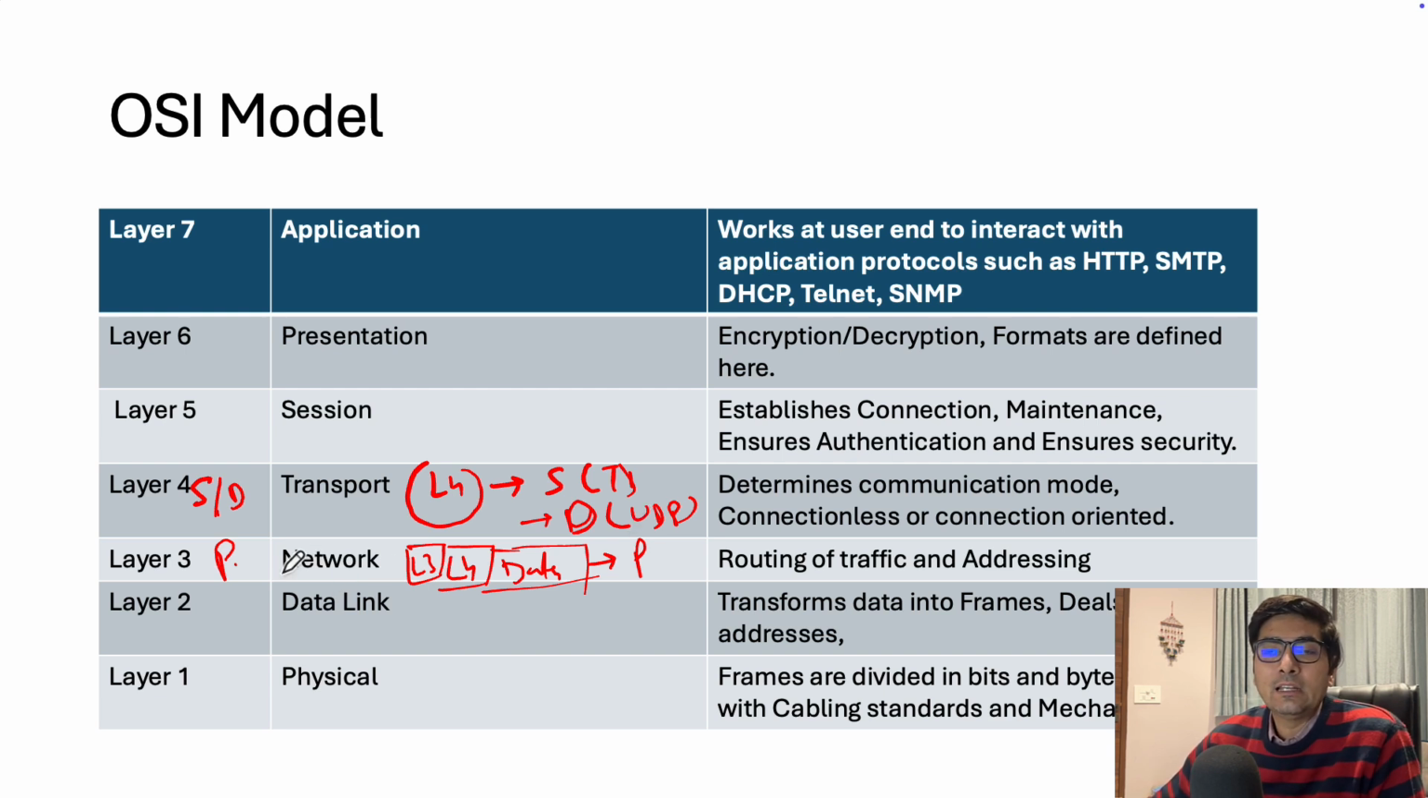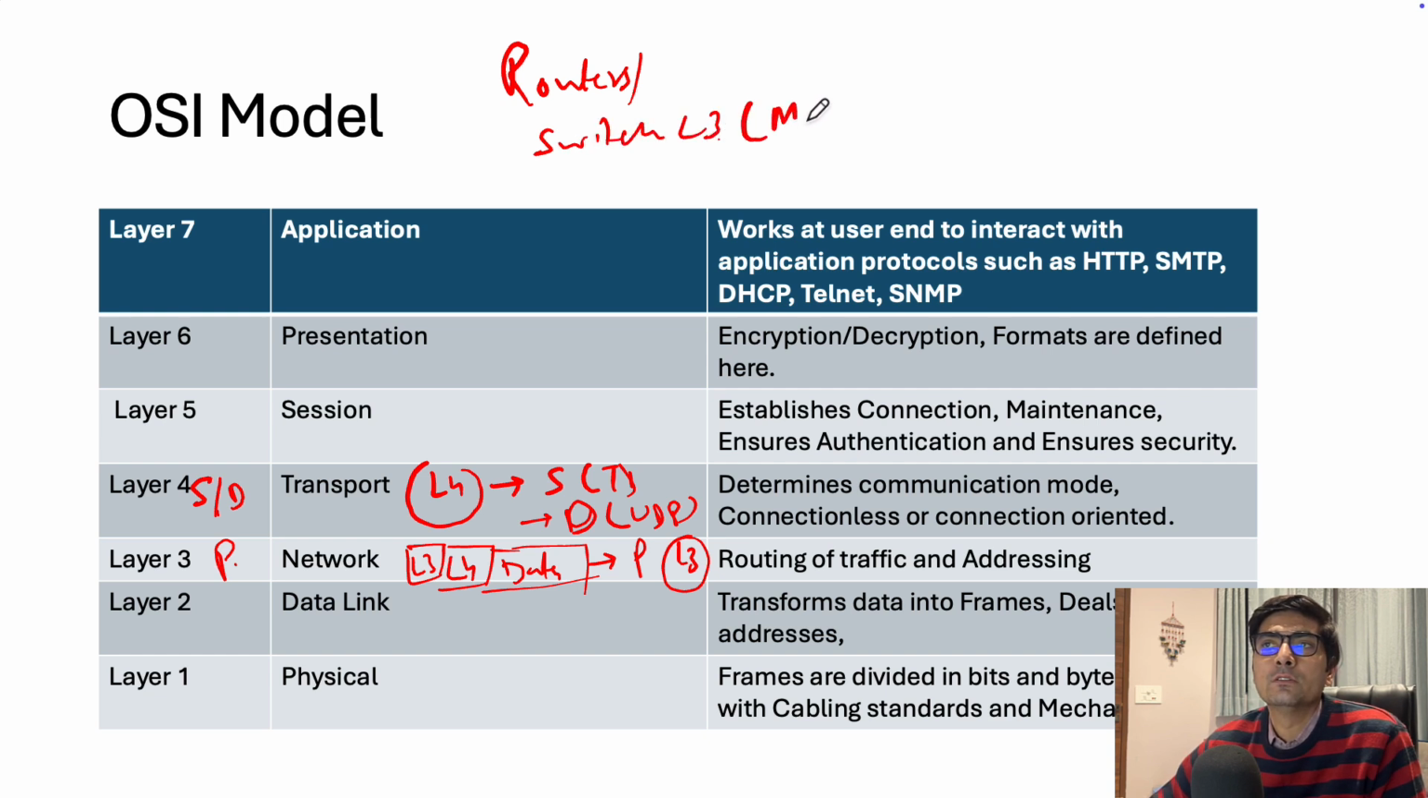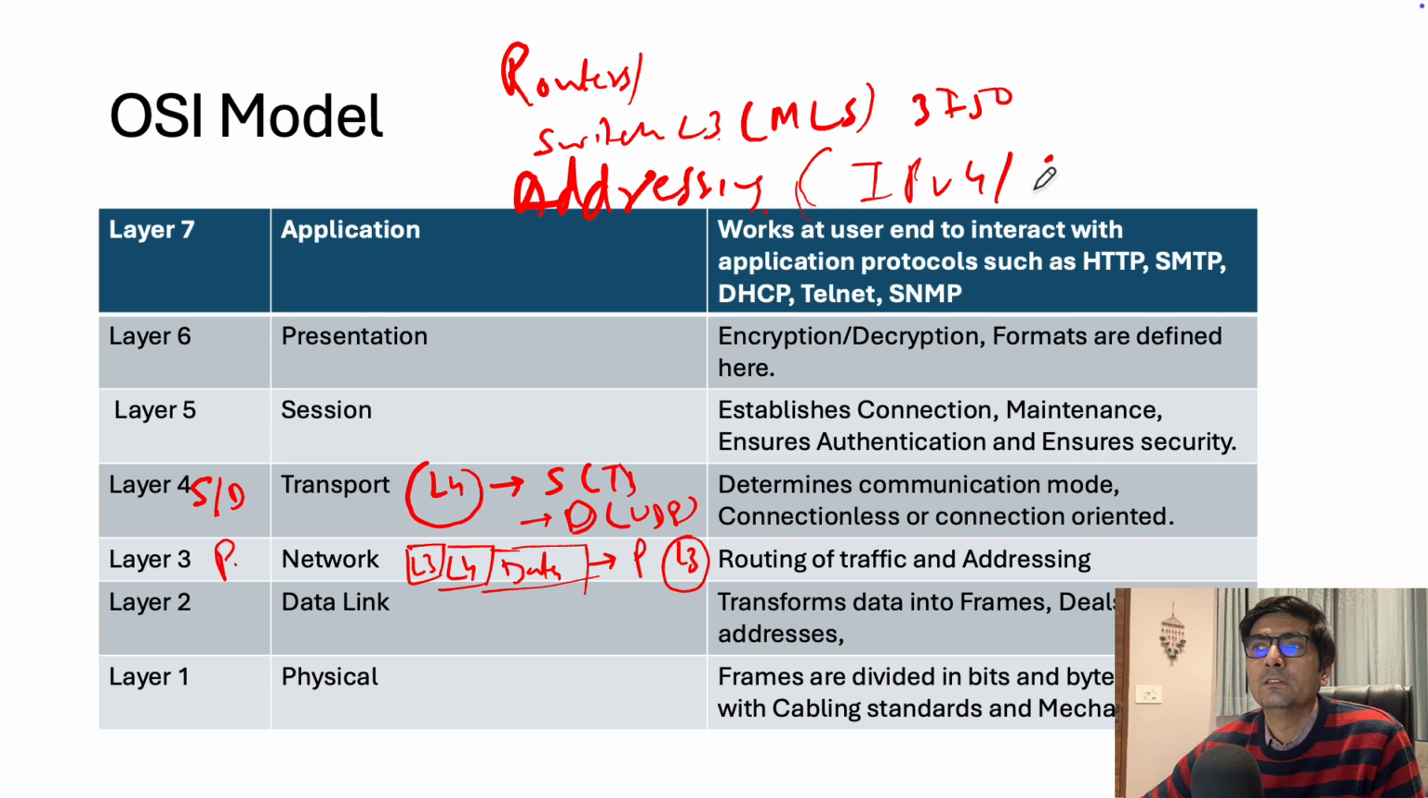So what devices work at this network layer? All layer 3 devices. Layer 3 devices means your routers or switches which have layer 3 capability, multi-layer switches like 3750 models. All the routers work at this layer. This layer is also responsible for addressing, the IP addressing, either IPv4 or IPv6. So it does addressing, routers work here, layer 3 switches work here.